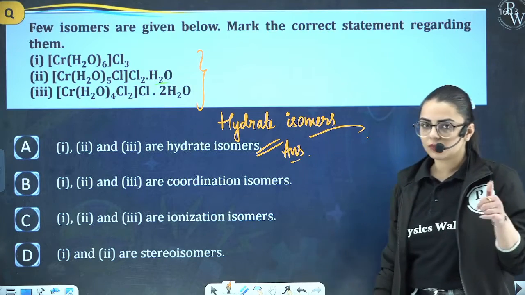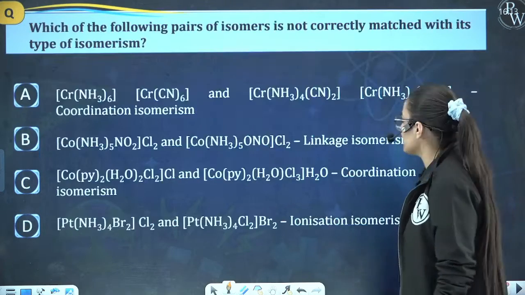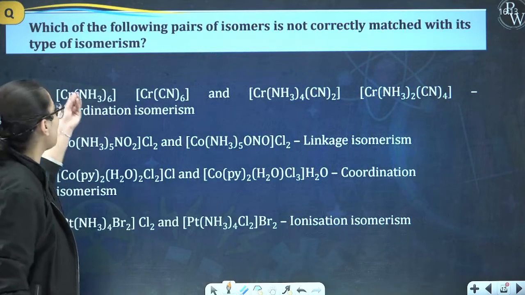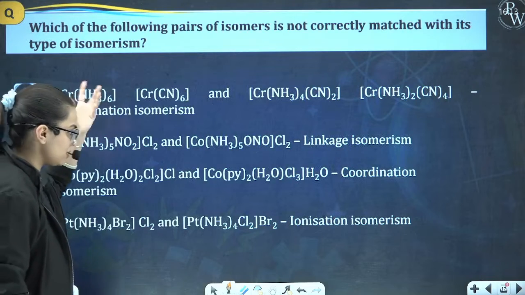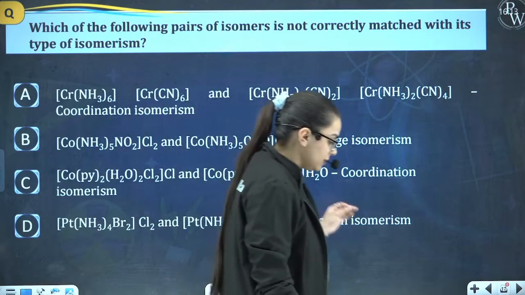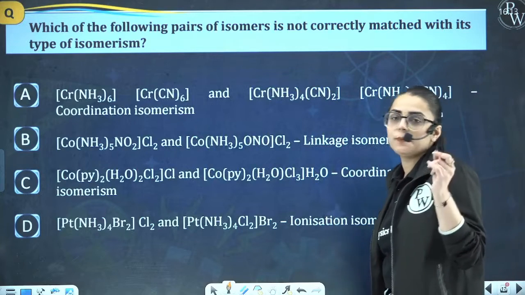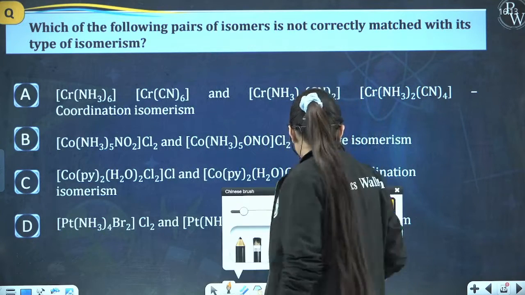Great. Clear? Okay. Now comes the next question of your practice sheet. Which of the following pair of isomers is not correctly matched with its type of isomerism? So students, kindly read the question, see the structures and just match them. Which of the following pair is incorrect? So let us see one by one.